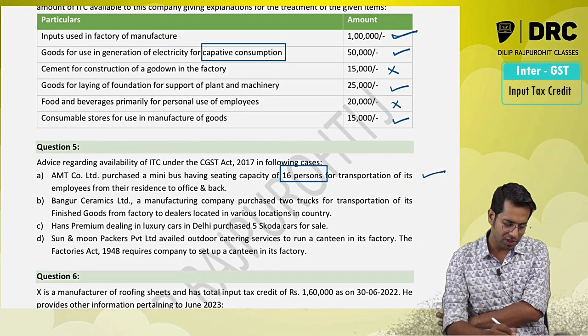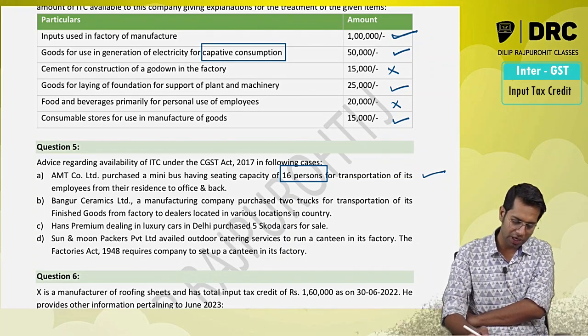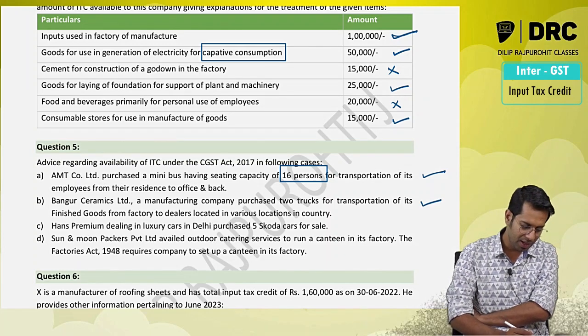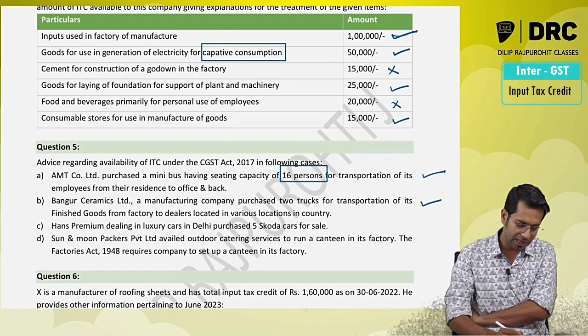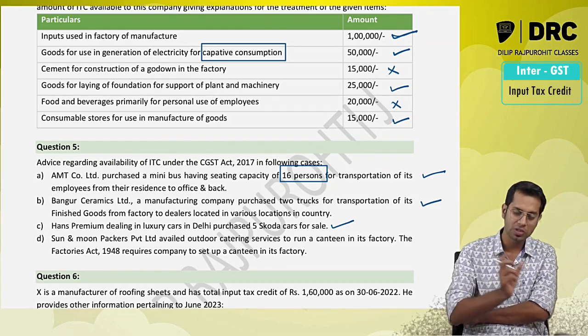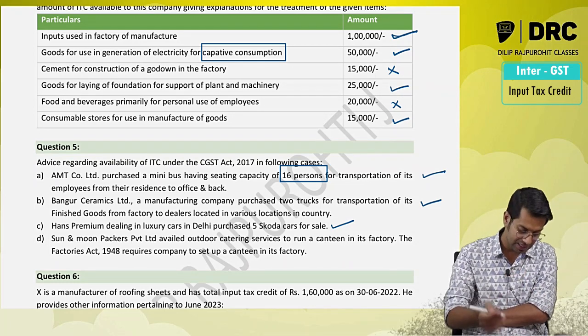B Limited, a manufacturing company, purchased 2 trucks for transportation of its finished goods. Can it take input tax credit? Answer is yes. Hans Premium, dealing in luxury cars, purchased 5 cars for sale. Can it take input tax credit? Yes, it can take input tax credit because it has purchased cars for the purpose of selling.